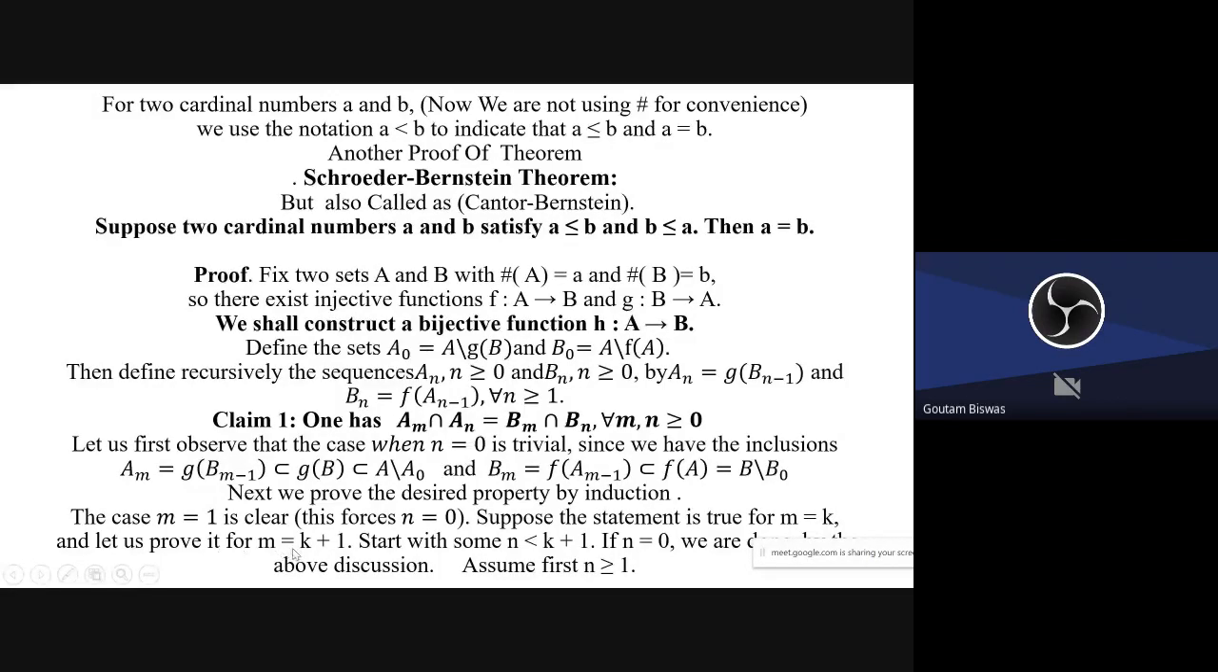Suppose this statement is true for m equal to k. Then let us prove it for m equal to k plus 1. That is the method of induction. Start with some n less than or equal to k plus 1. If n is equal to 0, it is proved. So assume n is greater than or equal to 1. Since F and G are both injective, we have A_k is included in A_k plus 1, included in GBk intersection, and GAn is included in GBn minus 1. So this intersection and this intersection are the same.